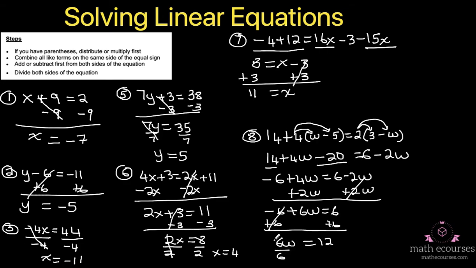Divide by 6 because the 6 is attached. Divide by 6, and that's going to go away to get w equals 12 divided by 6 is 2. That's your answer. And I could have boxed all these answers out, but that is a quick crash course on how to solve linear equations.